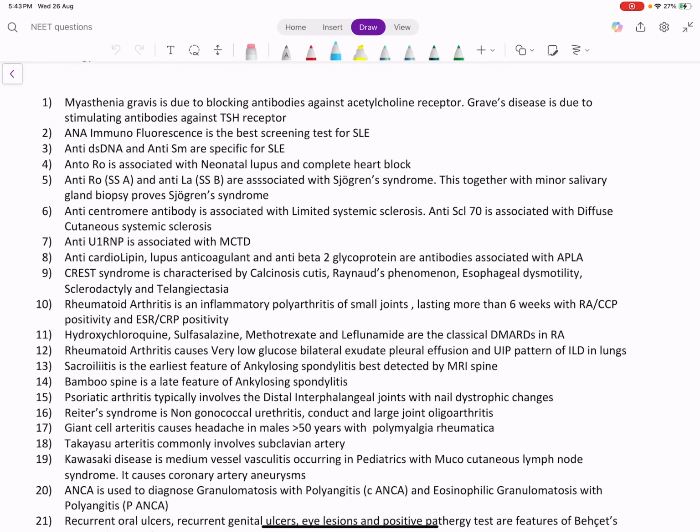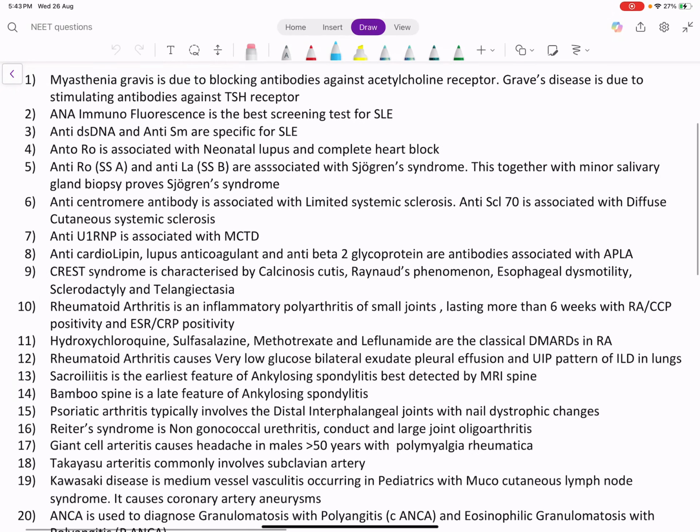So rheumatology is basically autoimmune diseases. So coming to organ specific autoimmune diseases, think of myasthenia gravis. It is a blocking autoantibody against acetylcholine receptor, whereas Graves' disease is a stimulating antibody against TSH receptor. So the mechanism will be different for both.